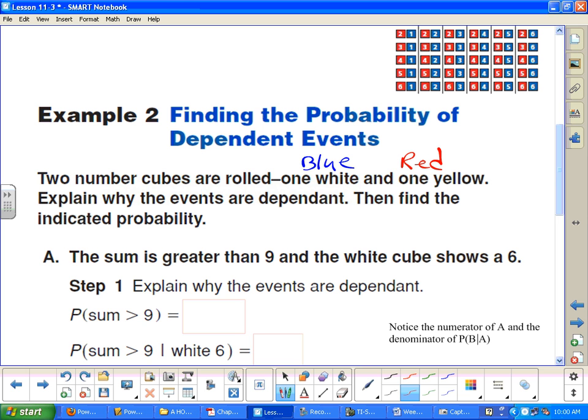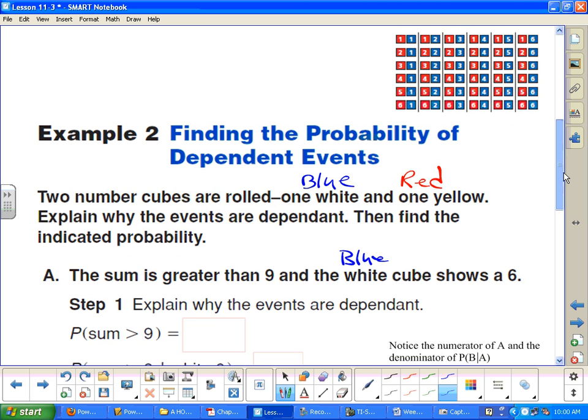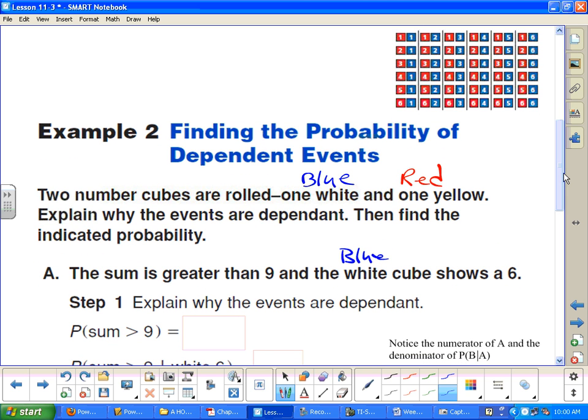So letter A, the sum is greater than 9, and the blue cube shows a 6. First of all, we have to explain why the events are dependent. So first we have to look at sum is greater than 9. What's the probability we have a sum greater than 9?